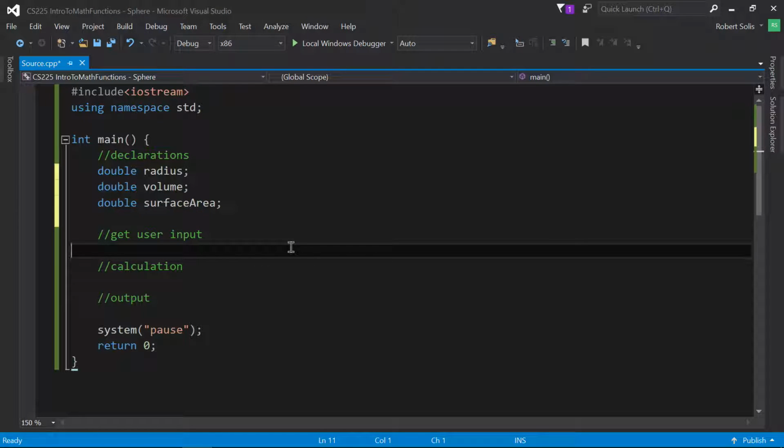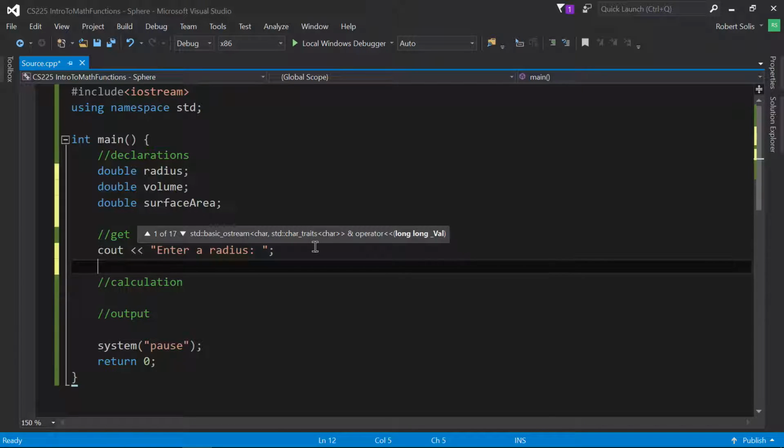Let's go to the get user input section, and I want to say to the user, enter a radius. Oh, I need pi, very good, yes. You're right, I need pi. Well, if I need pi, I'm going to go to polys, but I need math pi, right?